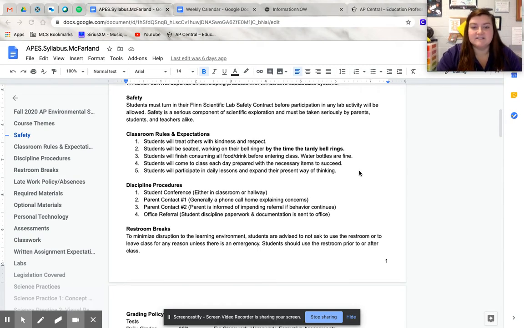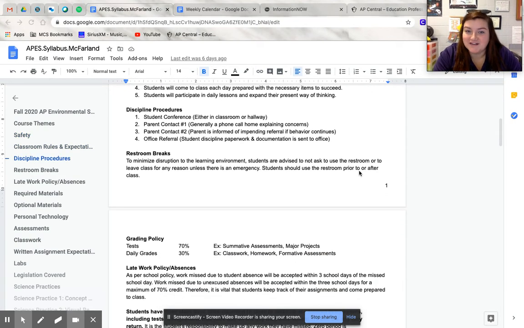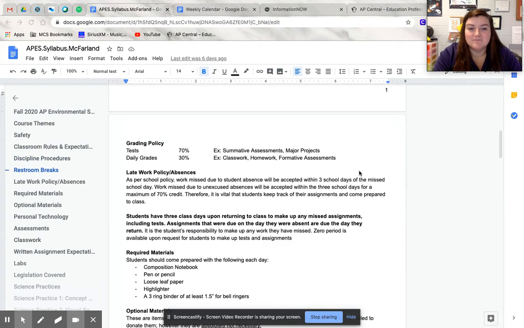Restroom breaks, obviously, not applicable. You're going to be at your house. Go to the bathroom when you want. Like the rest of the school here at Bob Jones, tests are 70% of your grade, and daily grades are 30%.